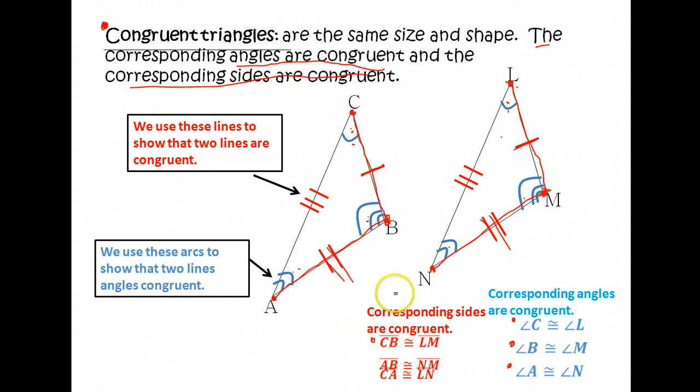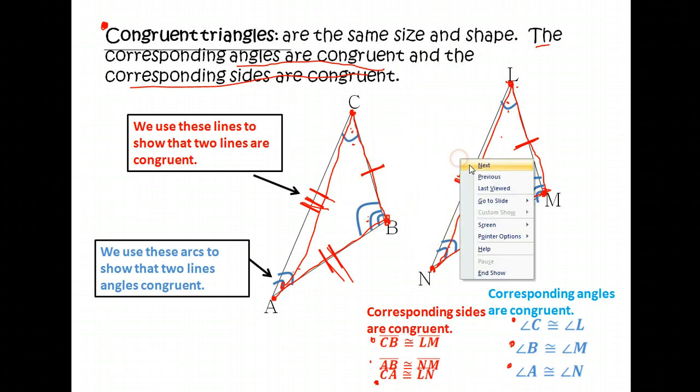they've marked there. And finally, the last pair of lines also, CA, so the side that goes from C to A, would have to be congruent to the side that goes from L to N. 1, 2, 3. Okay, so that's when we say congruent triangles, that's what we know. The angles are congruent and the sides are congruent for the two triangles.